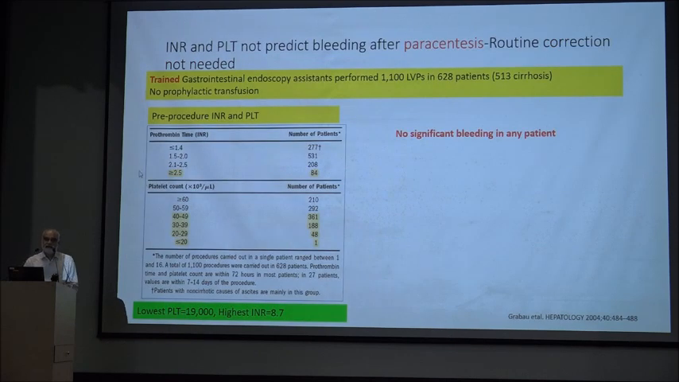Now, let us see, this is an old study, but very important. This was a study on paracentesis procedure. More than 1,000 patients, LVPs were done, and the lowest platelet was 19,000 and the highest INR was 8.7, and no significant bleeding in any patient. So, that is what we have to remember.